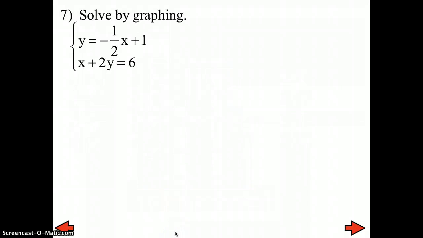Let's go on and try another one here. I'm going to again try to put things in slope-intercept form. I can see right here that's already in slope-intercept form, so I'm not going to have to change that equation at all.